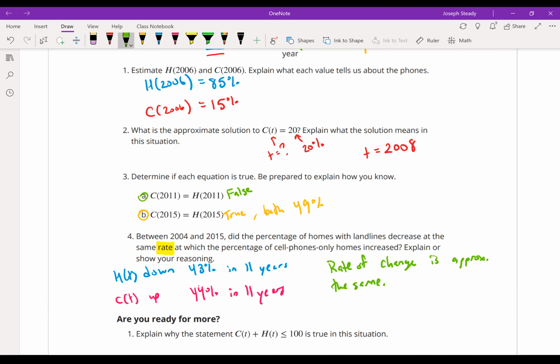Now, if we actually did the division out, if we did 43% divided by 11 and 44% divided by 11, we would get slightly different numbers. Remember, these were estimates, right? 43 and 44 were estimates anyway to begin with. So these are approximately the same rate of change over that 11-year period.